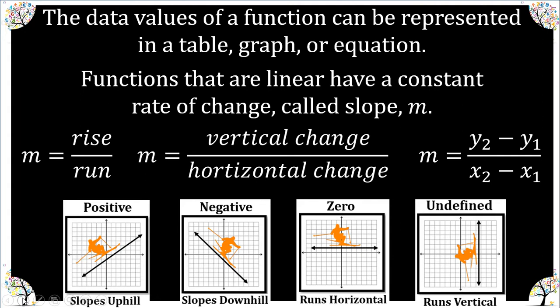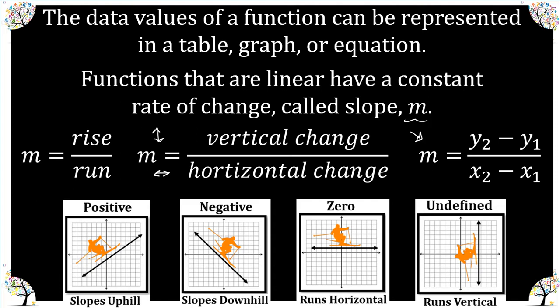And for our functions that are linear, remember they have a constant rate of change called slope, and we use the variable m to represent slope. The idea is rise over run to get from point to point. If it's positive, we're going to go up and then to the right. If it's negative, we're going to go down and to the right. The rise is our vertical change compared to our horizontal change. So rise is the vertical, the y's, and the run is the horizontal change, the x values.